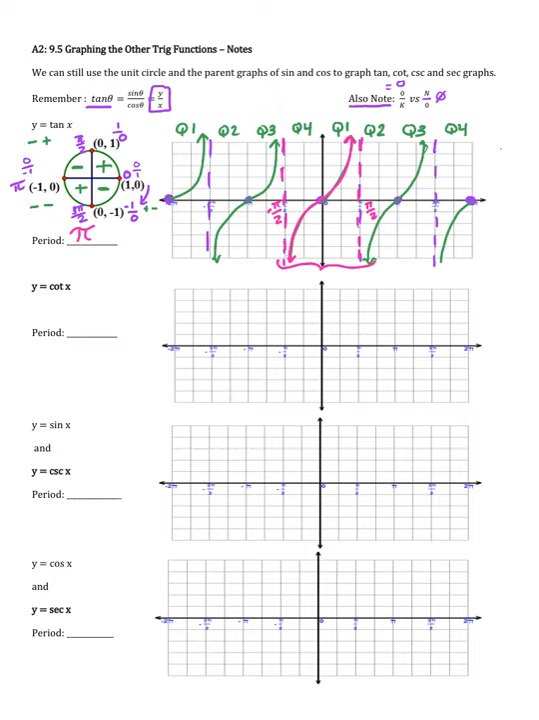Cotangent is going to have the same positive negative as tangent because it is just the reciprocal. However, cotangent represents cosine over sine, which means we're looking at the x value over the y value. So if I start at 0 degrees, now I'm doing the x value. 1 divided by 0 is an asymptote. So this right here is an asymptote at 0 degrees. At pi over 2, I'm now doing 0 over 1, which is 0.